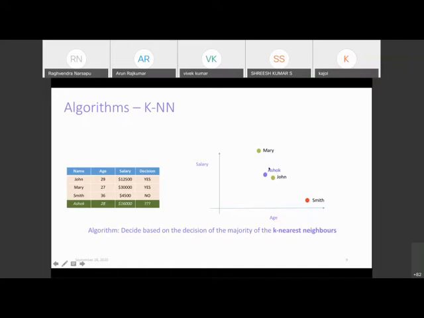Let's see, right? So this is my algorithm. I don't have this person in my database, so I look at the closest person, and if that person is given the loan, then I will sanction this loan. So is this a good algorithm, or is there any issue with this? Anybody?